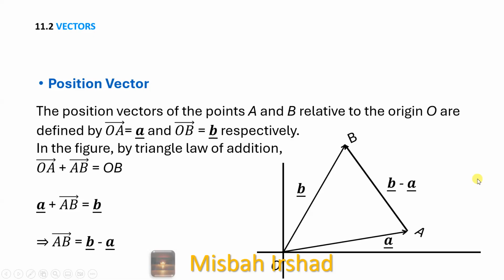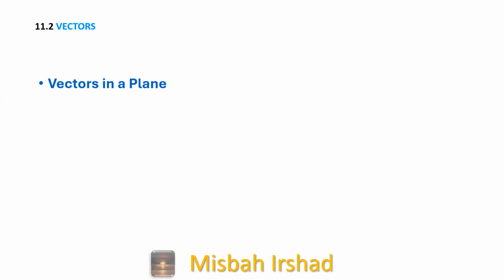So any vector which is not a position vector, or whose initial point is not the origin, can be found using this. Okay, let's discuss vectors in the plane, that is, vectors represented with the points in the plane.